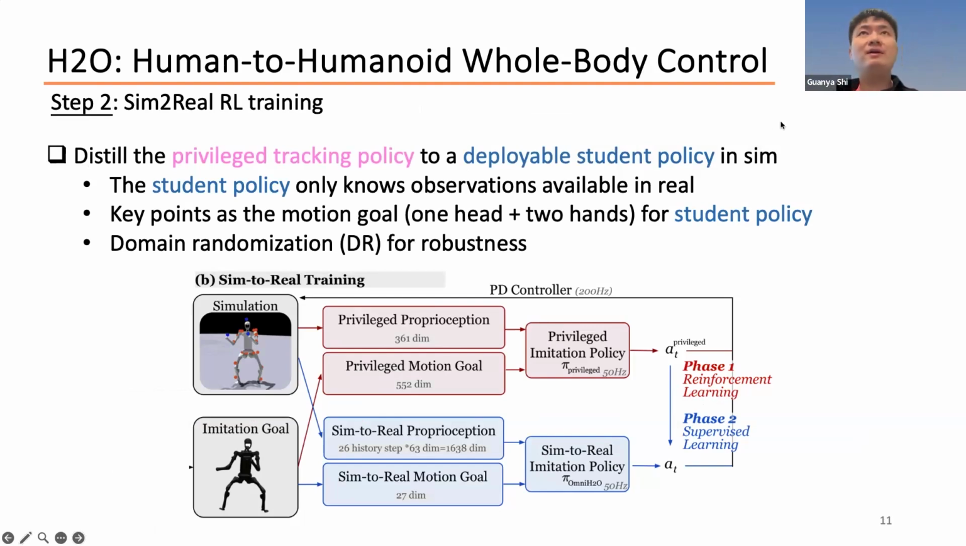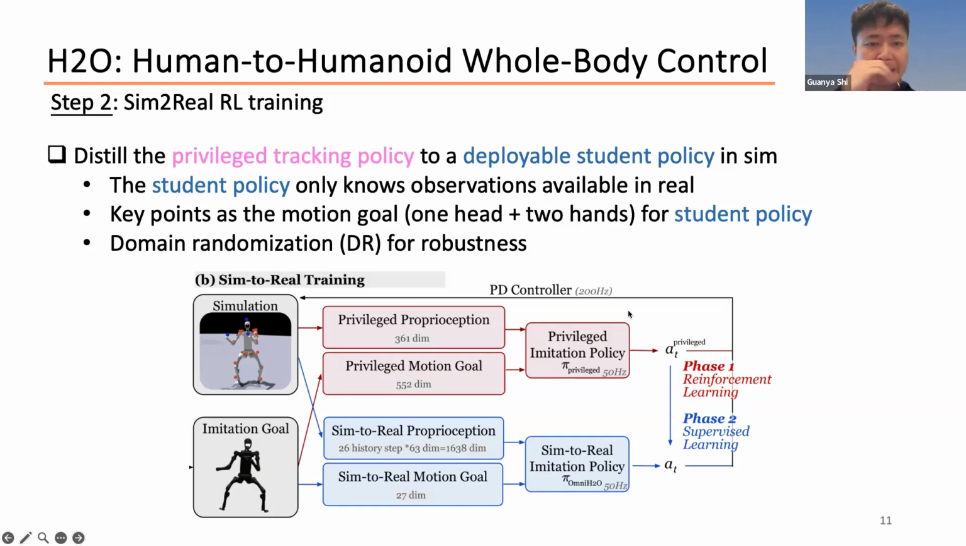You cannot really deploy this policy in the real world. So we did the second step called Sim2Real distillation training. What we do is also very simple and standard. We distilled the privileged tracking policy, the pink policy, to the blue policy, the deployable student policy. And the student policy only requires observations available in the real world. This is a fairly standard imitation learning procedure. And of course, we add a lot of domain randomization for robustness.